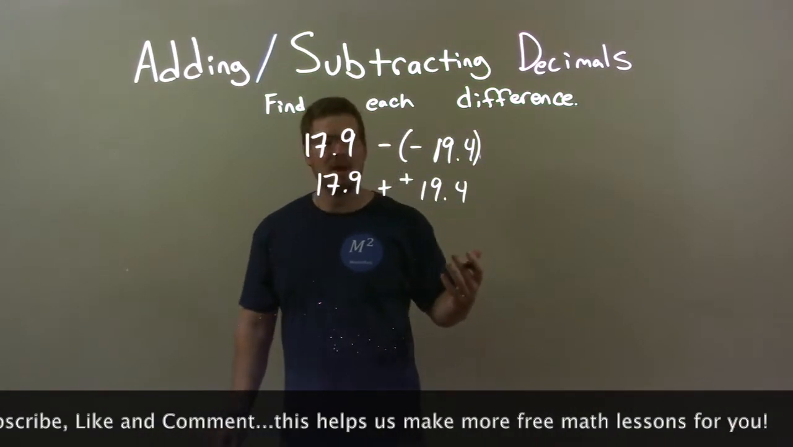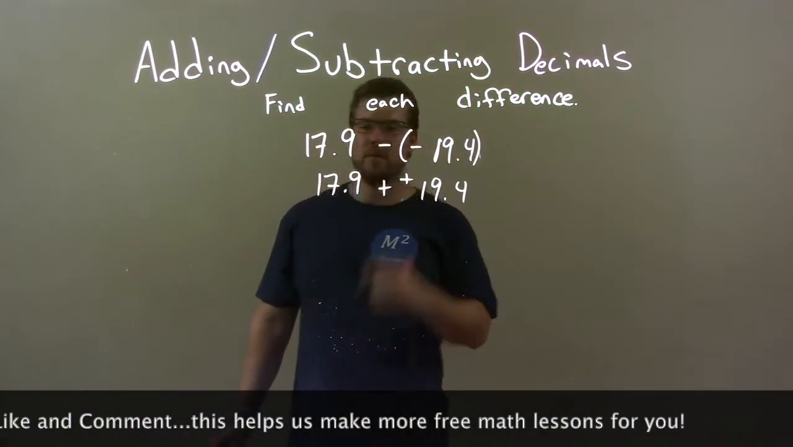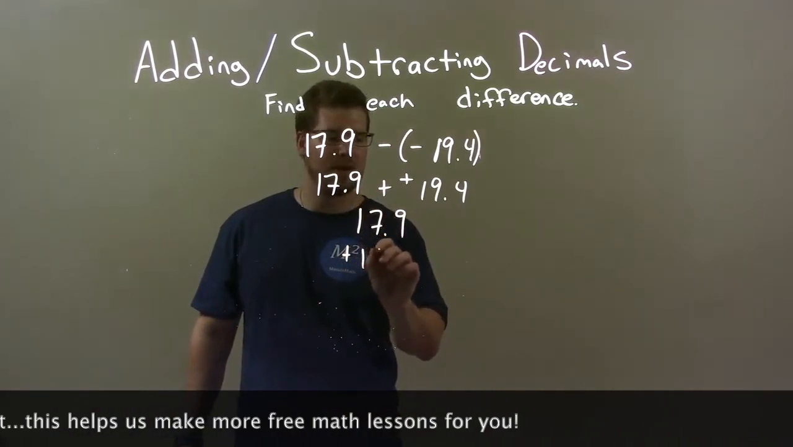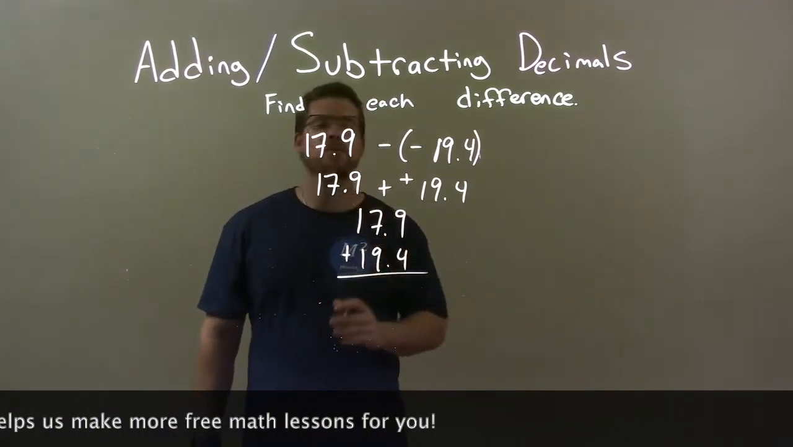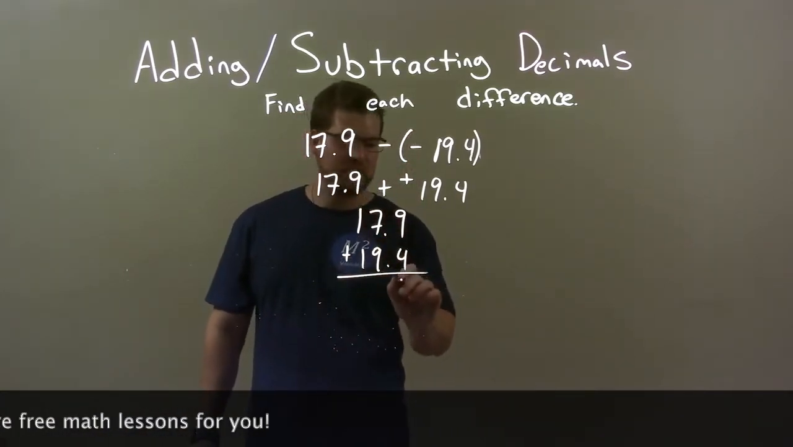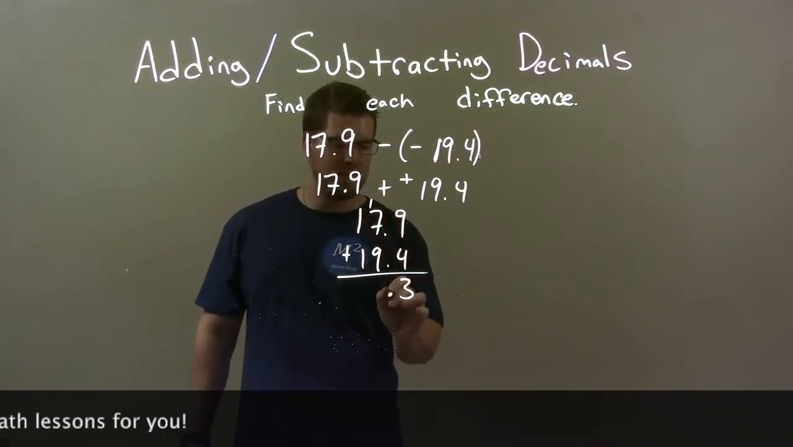Now this becomes an easy problem. We're just adding two positive numbers. So do it like we always do. 17.9 plus 19.4. Just make sure the decimals are lined up. 9 plus 4 is 13. 3, we carry the 1. Don't forget that decimal there.